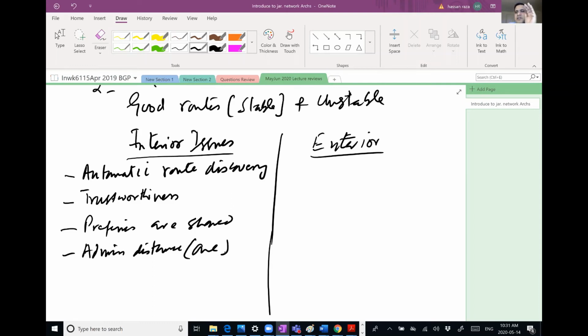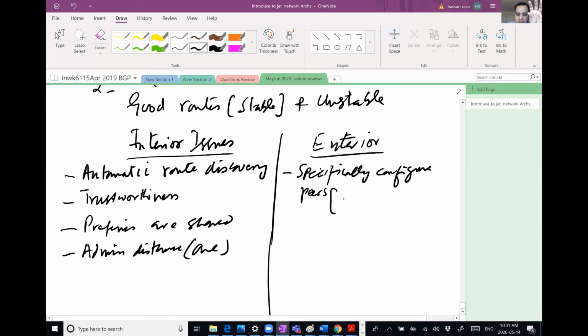As compared to that, if we look at the exterior side, there is no automatic route discovery. We have specific configuration for peers. We specifically configure peers, right? Peers are of two types, as we have seen in BGP. You have internal and external peers. I'm trying to write in a short place, because when you make a PDF, the page would cut off.